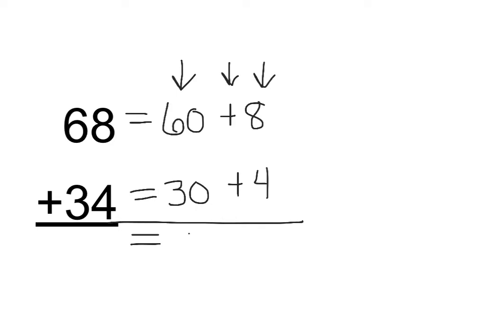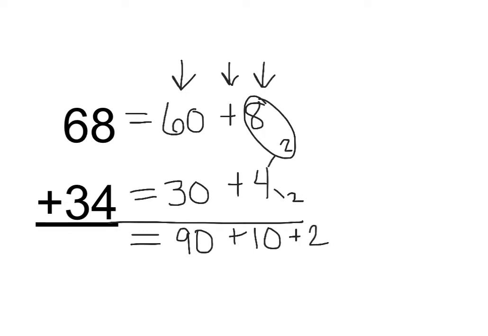60 plus 30 equals 90. 8 plus 4, remember we can break that 4 into a 2 and a 2. So 8 plus 2 is 10, plus 2. So 90 plus 10 is 100, and 2. 102. Good way to start us out.